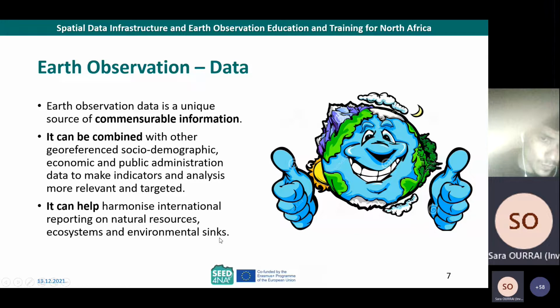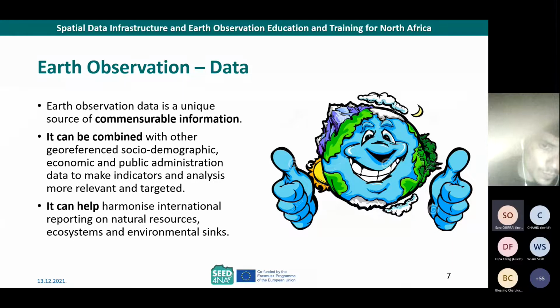So all this information about all natural goods, like forests, waters, whatever you use in your countries, all information about that from the universe or from the air can help us to better manage these resources and to get better results from these fields.